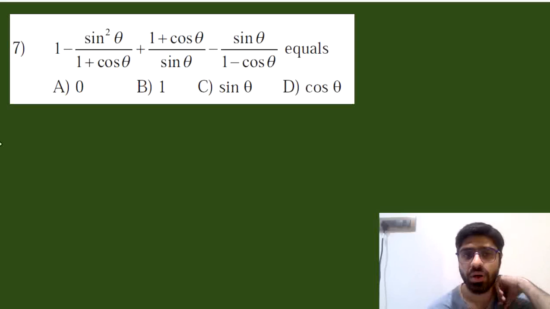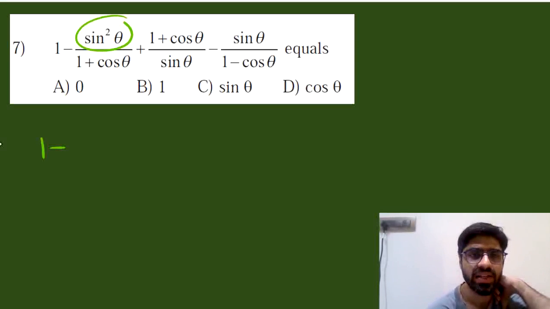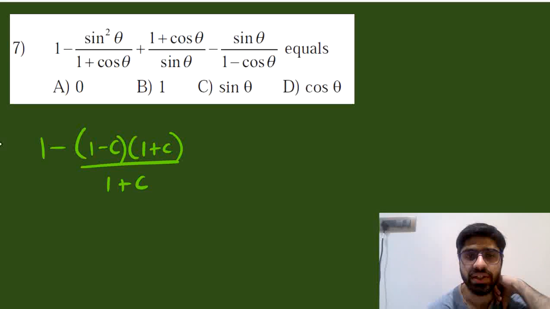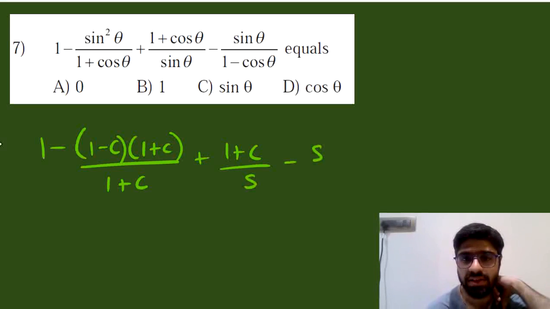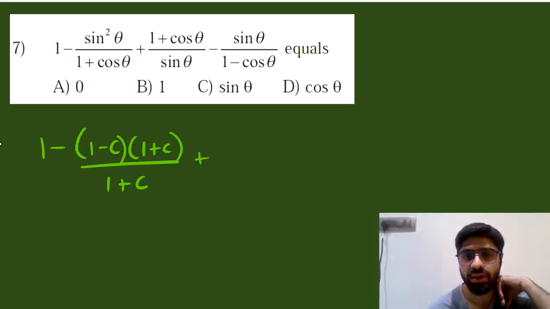Moving on, 1 minus sin square theta upon 1 plus cos theta. Well, we can write that sine square theta is 1 minus cos square theta, and 1 minus cos square theta is 1 minus cos theta into 1 plus cos theta divided by 1 plus cos theta, plus we have 1 plus cos theta upon sine theta minus sine theta upon 1 minus cos theta. These two terms can also be simply cross multiplied and combined. Cross multiplied means just combined in this way. To get the numerator, cross multiply; to get the denominator, multiply the denominators.